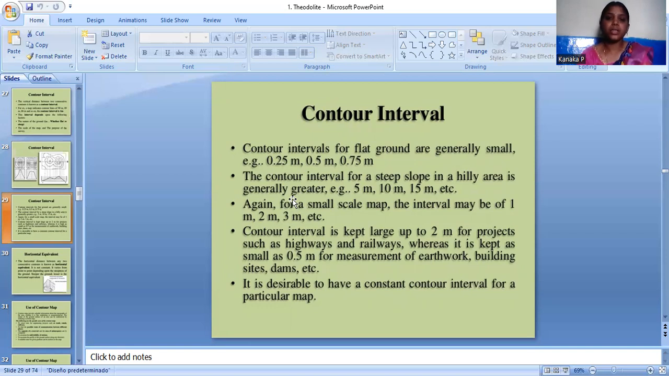Today's session covered the topics of theodolite and contours. So any queries? Okay. So understand all of the procedures, and thank you.